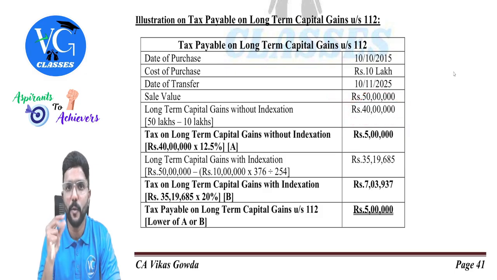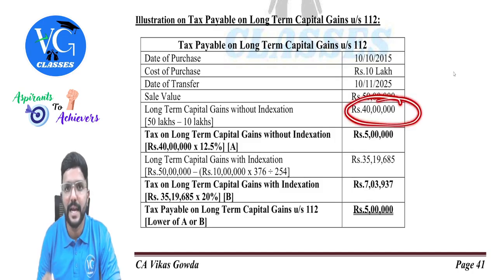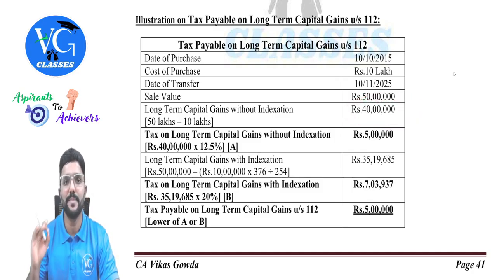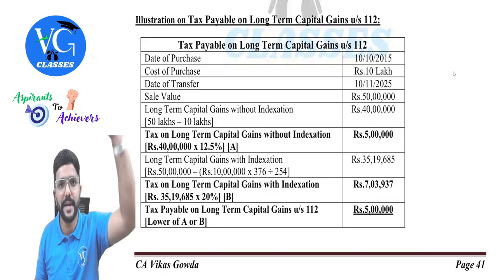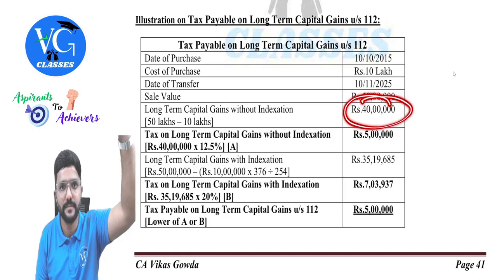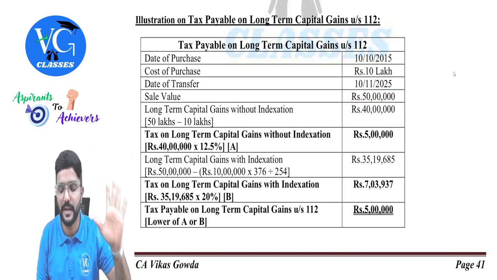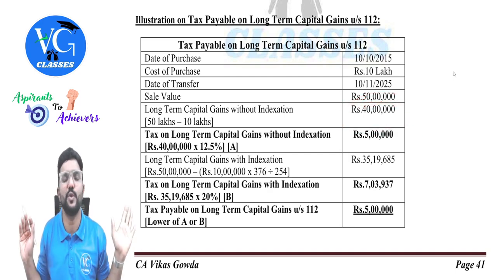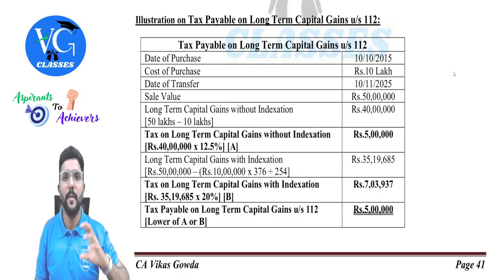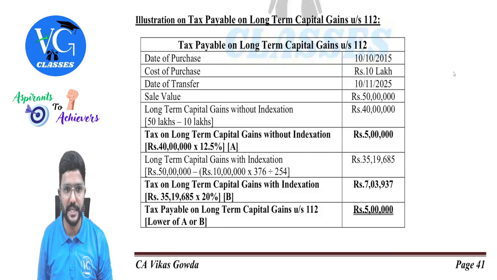Now listen carefully. This entire 40 lakh has to be included in the total income calculation of an assessee under the head capital gains. Entire 40 lakh. So if the question is only on total income calculation, you can just stop here. You need not do anything else. Sir, but what if they ask to calculate tax liability? Then we need to do one more calculation.